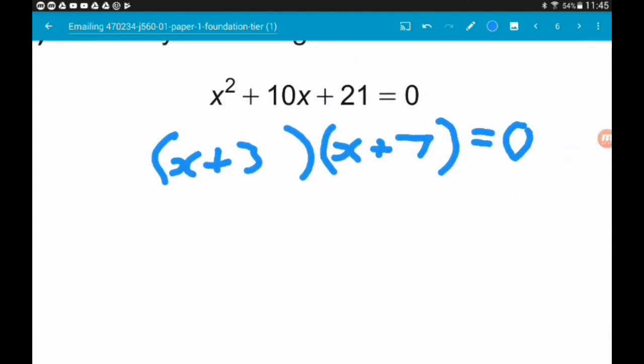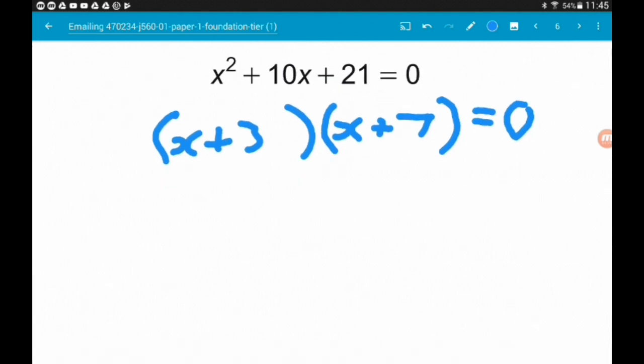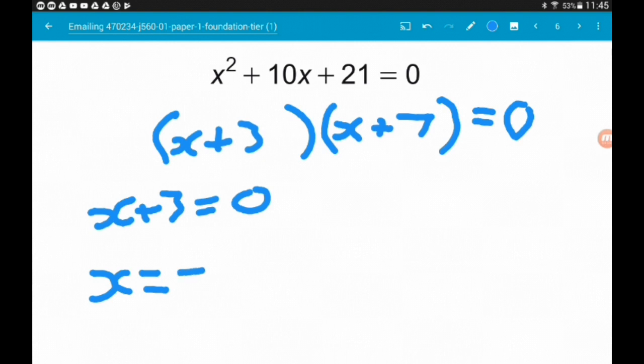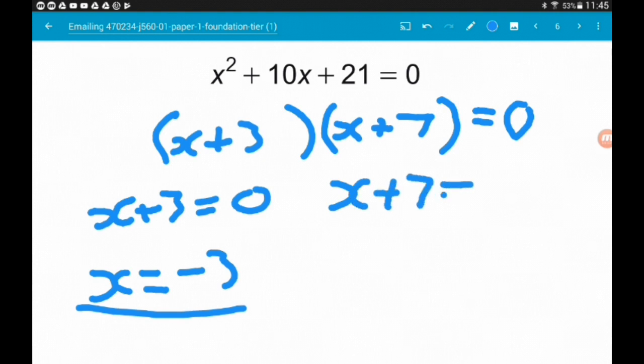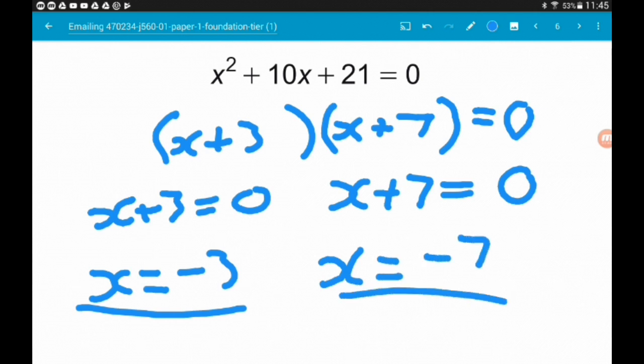Now that's it factorised. To get our solutions, we set each bracket equal to 0 and solve for x. So the first one, x plus 3 is equal to 0. Take away the 3, so x equals minus 3. That's one of our answers. Or x plus 7 is equal to 0, so x equals minus 7 is our other answer.